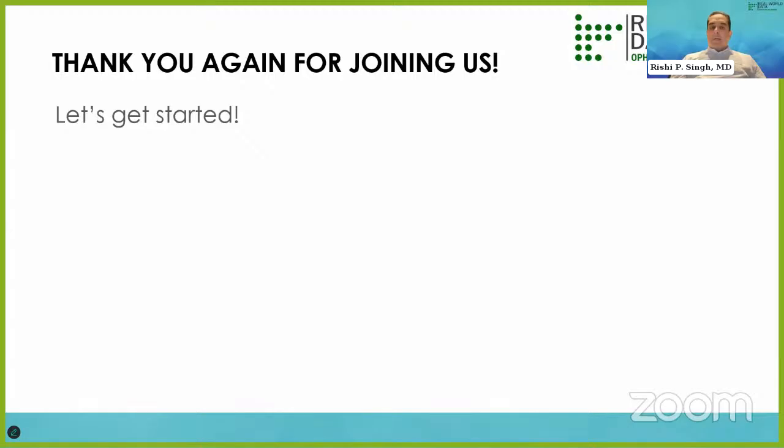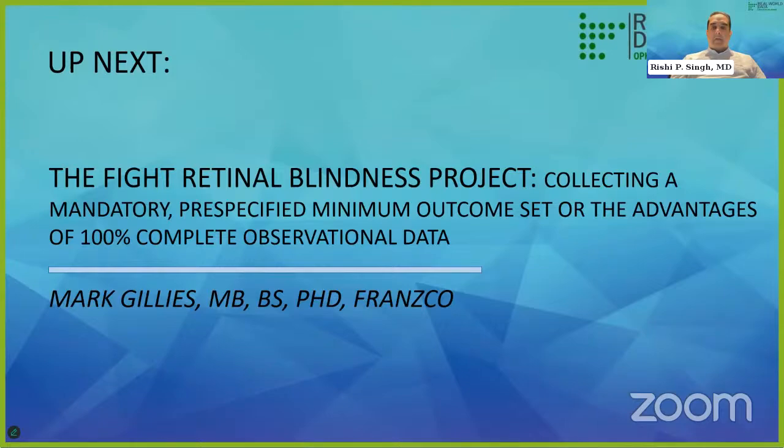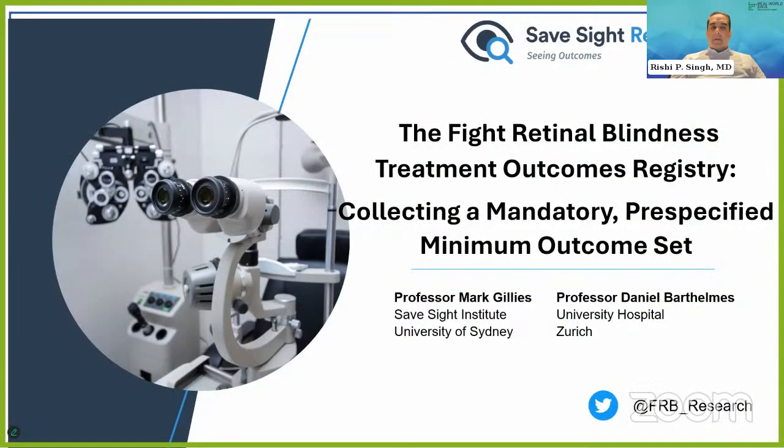So let's get started. For today's first talk, we're going to have the section of Introduction to Real-World Data and Data Sets. I'm going to be the moderator. And for the first talk, I'm going to turn over to Mark Gillies. He's going to talk about the Fight Retinal Blindness project, collecting data in a mandatory pre-specified minimum outcome set. Mark? Thanks, Rishi. Mark Gillies here from Australia, where it's 1 o'clock in the morning.